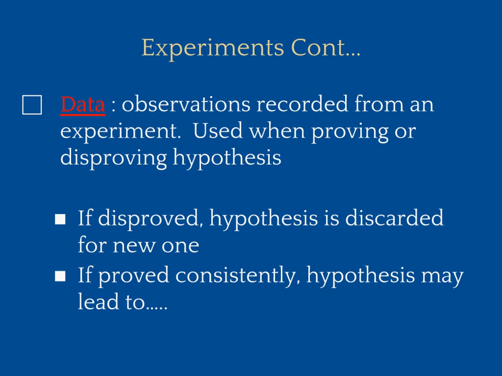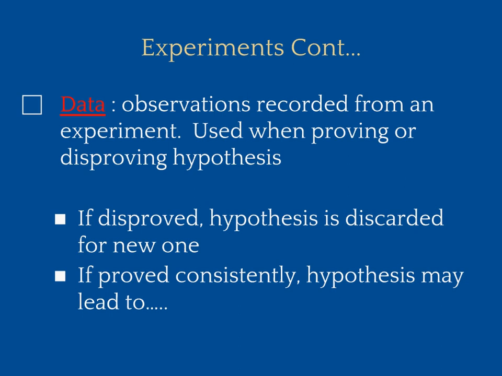So using this data, these observations recorded from an experiment, we can either prove or disprove the hypothesis. As we mentioned before, if we disprove the hypothesis, we just get rid of that hypothesis and get a new one. Now, what if our hypothesis is proven? Then what? This is the next part of the scientific method. A theory. Okay, now does it only have to be proven once?